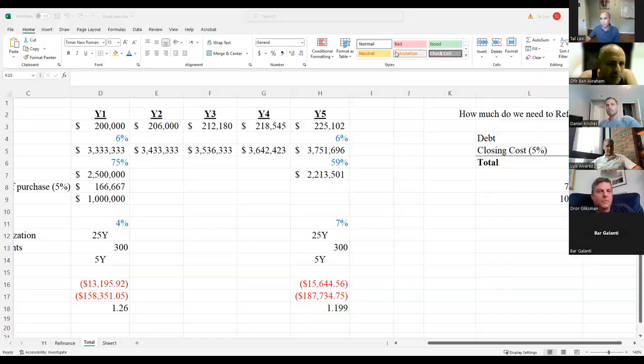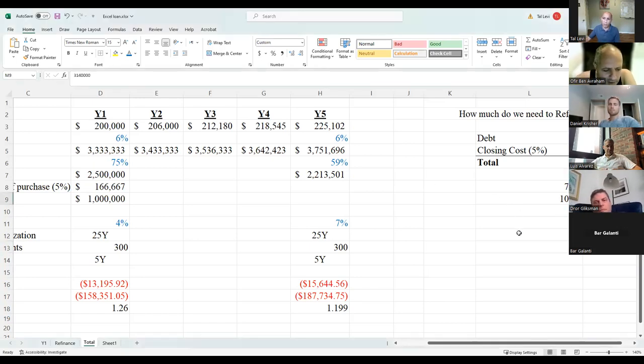Tal, what happens to the seller if he cannot take the refinance and also he cannot sell the property? He will sell the property, and I'll explain why. We'll go back to our Excel, okay? So he's going to sell the property, let's say, for $3.1 million.